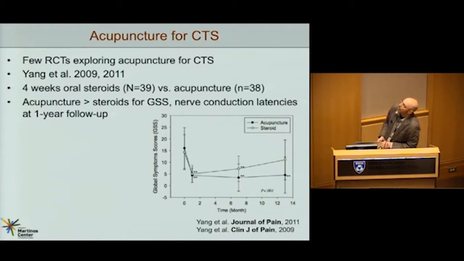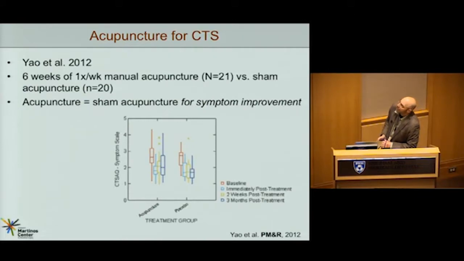In this study, 4 weeks of steroids were compared to acupuncture, and acupuncture was found to be superior to steroid. These are oral steroids, in terms of nerve conduction studies and also with 1-year follow-up. A different study, though, compared acupuncture to sham acupuncture and found no significant differences. In this case, this group didn't even assess nerve conduction studies.